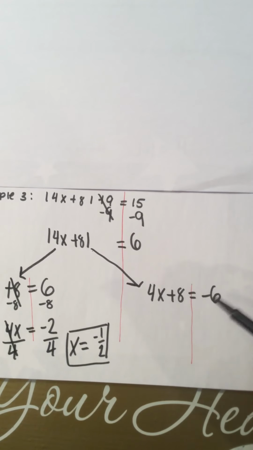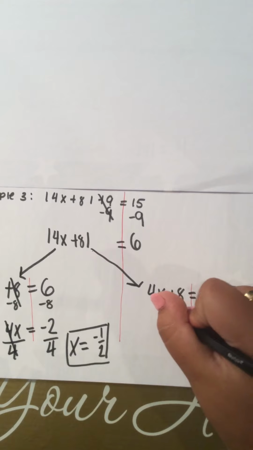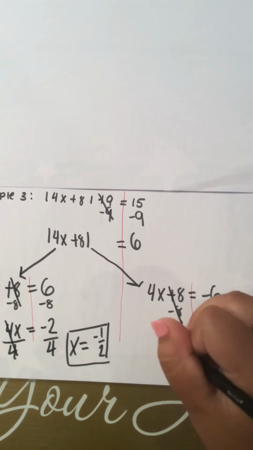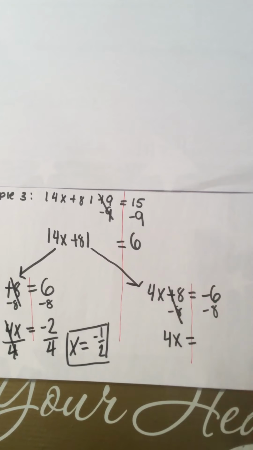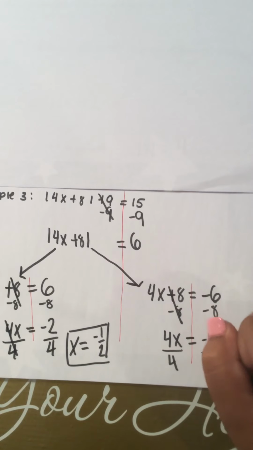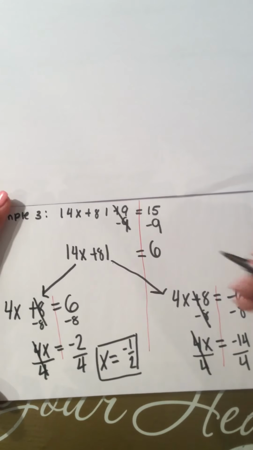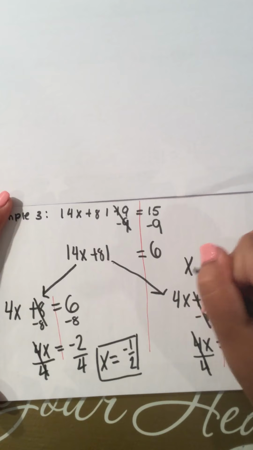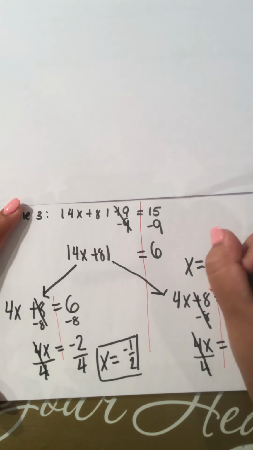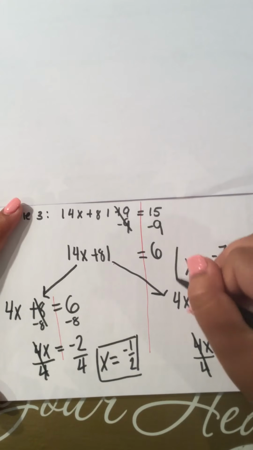Again, 4x plus 8 equals -6. This is a different problem because instead of equaling positive 6, it's going to equal -6. So I'm going to subtract by 8 on both sides. Here they go bye-bye. So if 4x equals, well, -6 minus 8 is -14. Divide by 4, they cancel out right here. I'm going to write up here what x equals. X equals -14 divided by 4 simplifies to -7 over 2.